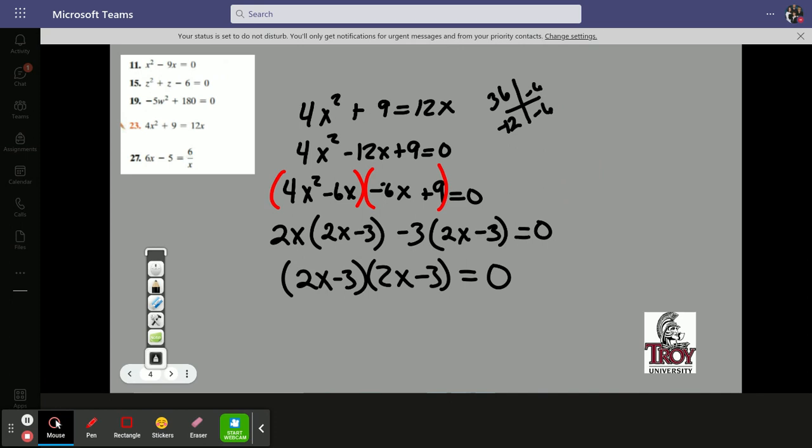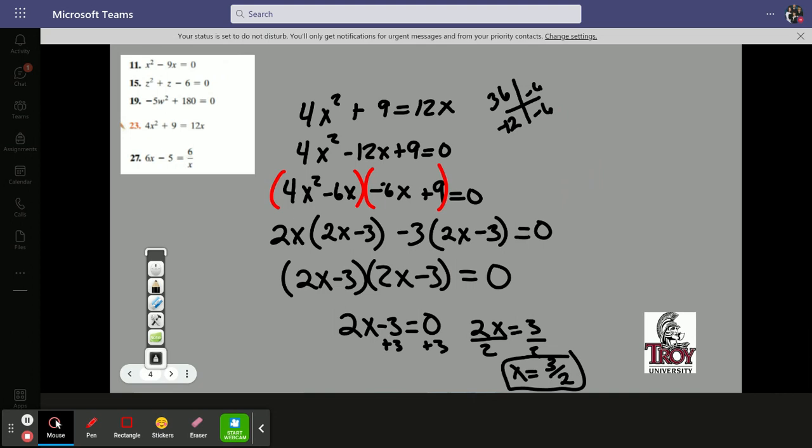They're the same thing, aren't they? So all I have to find is 1. 2x minus 3 equals 0. Add that 3. 2x equals 3. X is equal to 3 halves. How come I only got one answer that time?